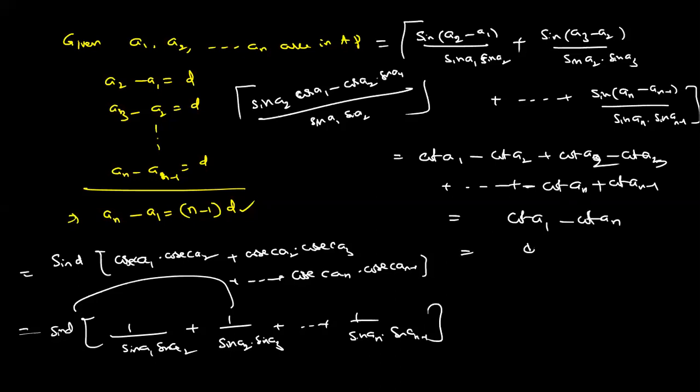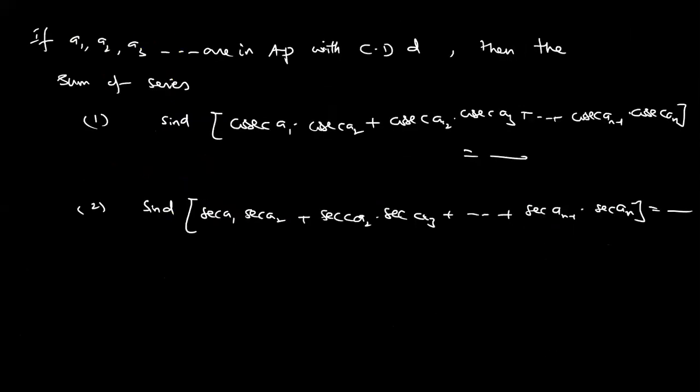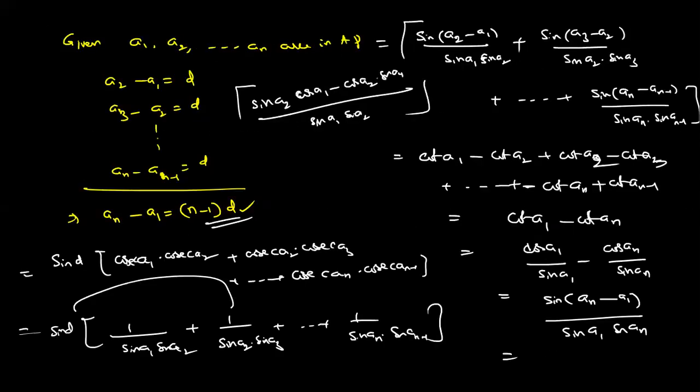So cot A1 minus cot AN is coming. How to write? Cos A1 by sin A1 minus cos AN by sin AN. So take the LCM. What the result is coming? Sin of AN minus A1 by sin A1 into sin AN. AN minus A1 is how much, anyone? This one, see. AN minus A1 is N minus 1 into D, so sin of N minus 1 into D by sin A1 into sin AN. So like that you can write down. You can expand like this also.